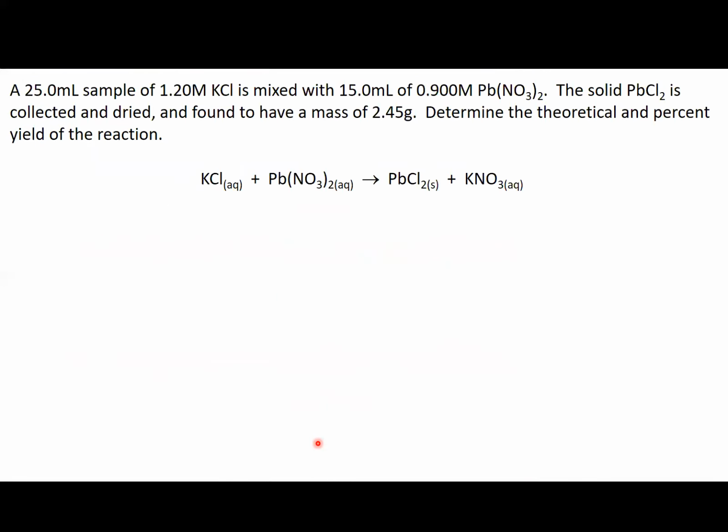Here's an example. I've got a 25 mL sample of 1.2 molar potassium chloride, and I mixed it with 15 mL of 0.9 molar lead(II) nitrate. The solid we make from that, lead(II) chloride, is collected and dried, and it's found to have a mass of 2.45 grams. Determine the theoretical and percent yield of the reaction. Goodness, there's a lot of information.